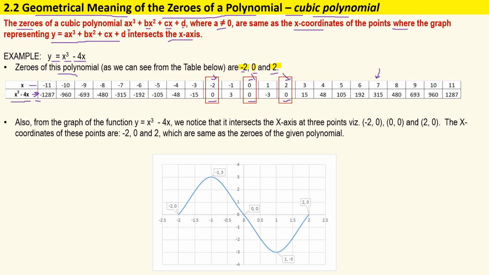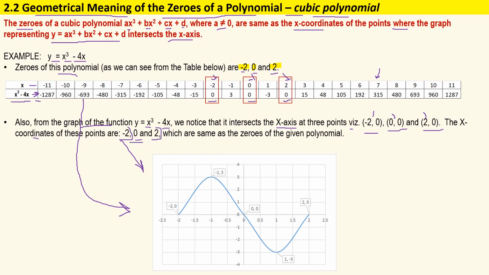Also, if we plot the graph of this function, and you can plot this graph using this table itself, we notice that the graph of x cubed minus 4x intersects the x-axis at 3 points, and these 3 points are (-2, 0), (0, 0) and (2, 0). These are the three coordinates of the 3 points where the graph intersects the x-axis. The values of the x coordinates in these 3 points are -2, 0 and 2.